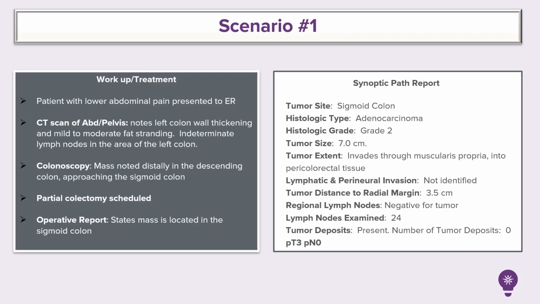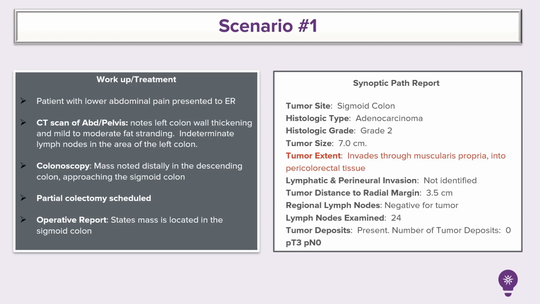So the patient presented with lower abdominal pain and then had a CT scan of the abdomen and pelvis that notes a left wall colon thickening and mild to moderate fat stranding, indeterminate lymph nodes in the area of the left colon. Patient has a colonoscopy. This states that there's a mass located distally in the descending colon, approaching the sigmoid colon. Patient is scheduled for a partial colectomy with operative report stating the mass is located in the sigmoid colon.